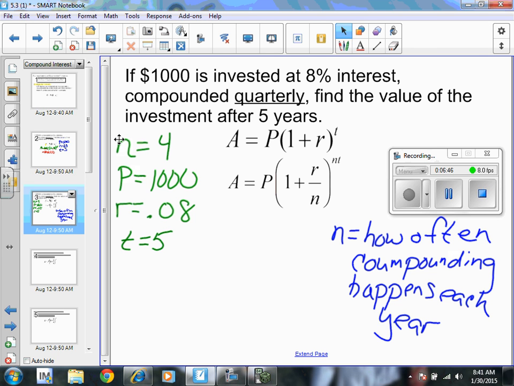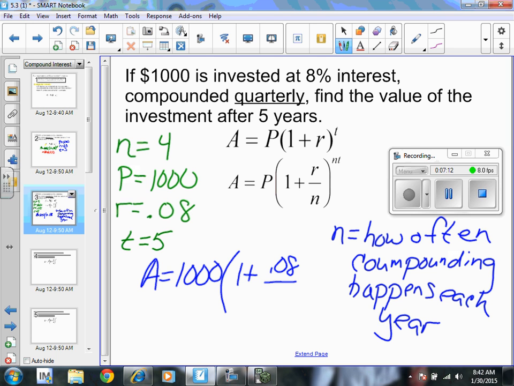Okay. Should the amount that we get be more or less than the amount on the previous screen? It will be more, okay? Because compounding means that you're getting interest on your interest. So if we're compounding more often, the amount has to go up. All right, so 1,000 times 1 plus 0.08, this time divided by how often we compound per year, and then we're going to raise it to the power of n times 5, 4 times 5, which is 20.